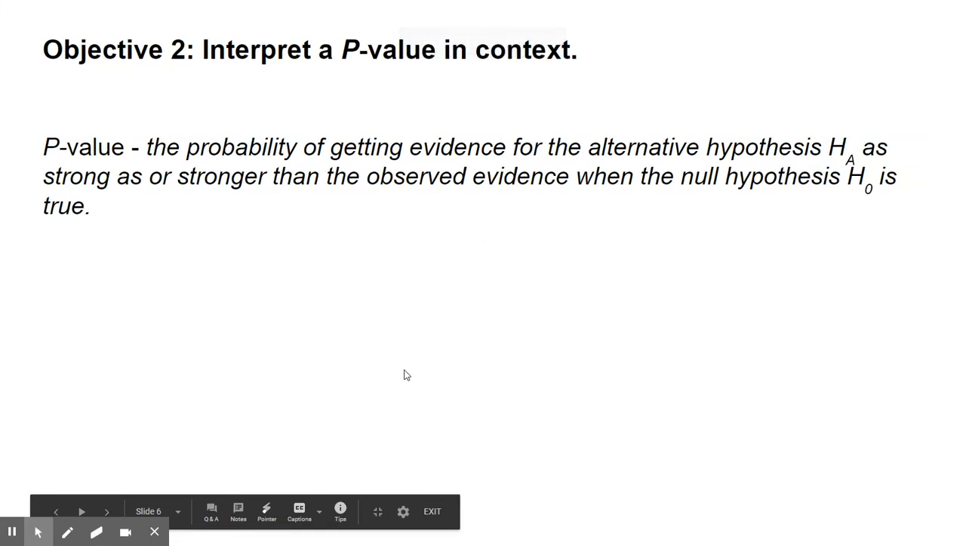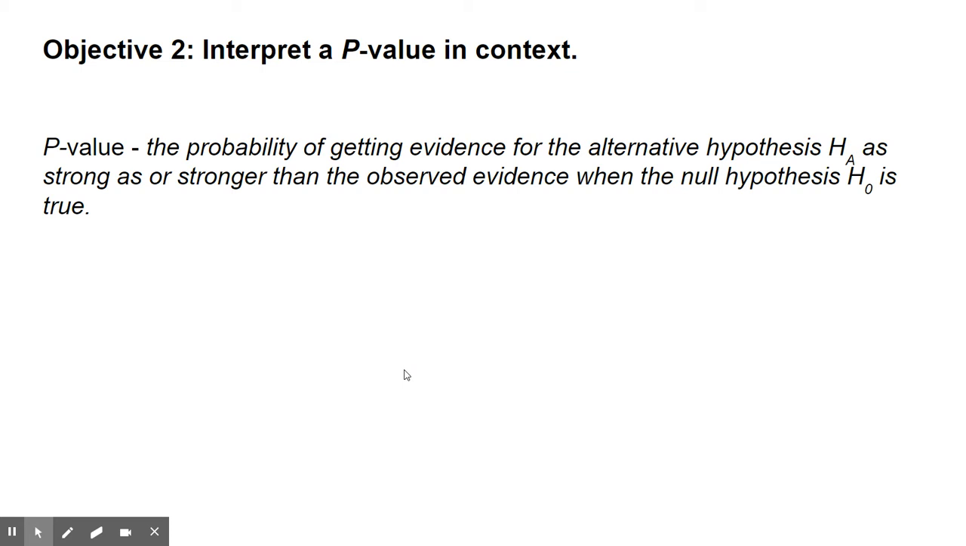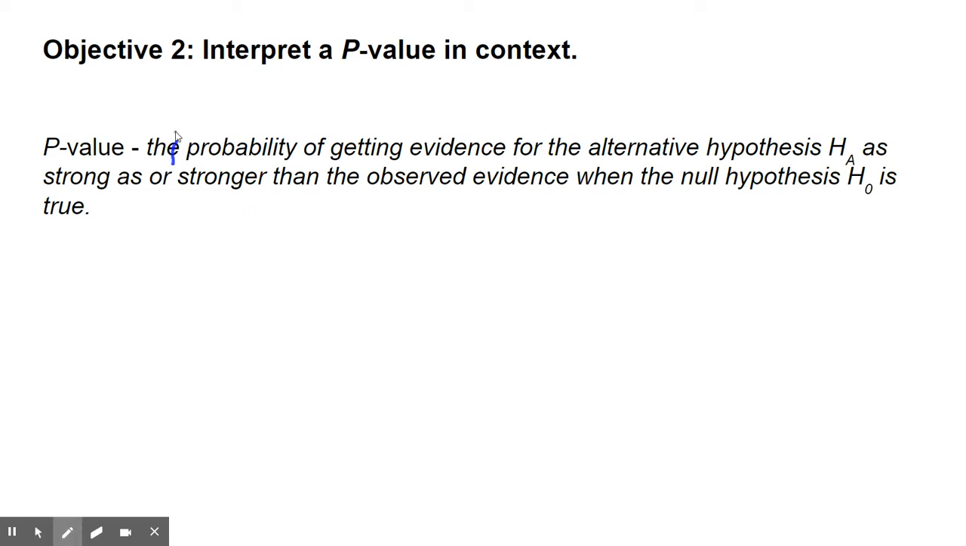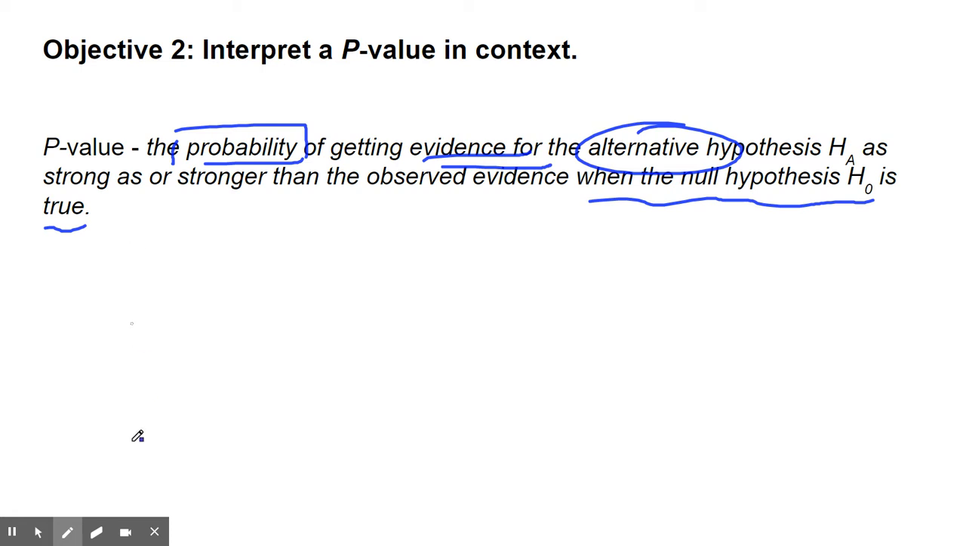All right, so now we're going to talk about how do we interpret a p-value in context. So this p-value, p stands for probability, is the probability of getting evidence for the alternative hypothesis as strong as or stronger than the observed evidence when the null hypothesis is true. Okay, so it's the probability of getting evidence for the alternative when the null is true. And you're going to see that that all comes into play when we interpret the p-value in our next example. Okay, so keep that all in mind.